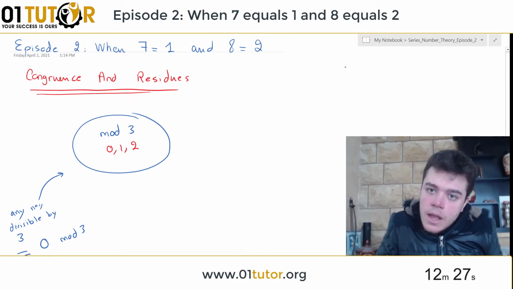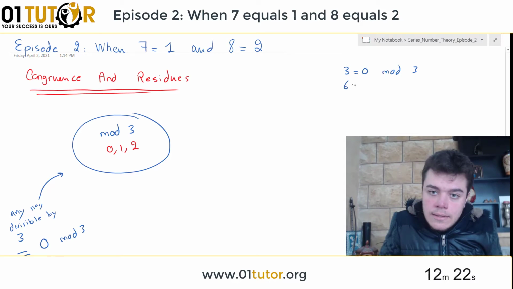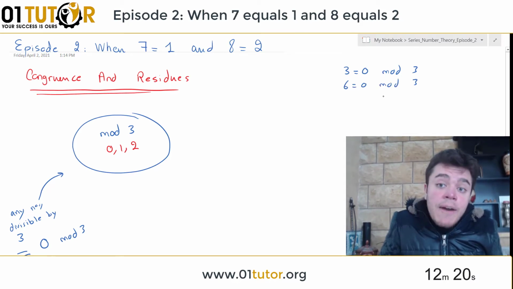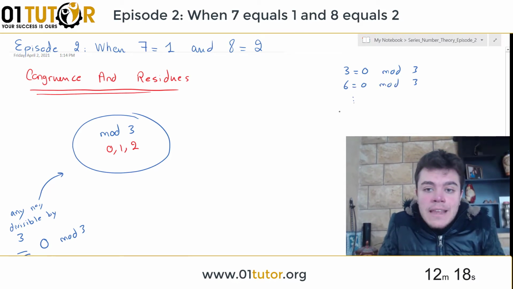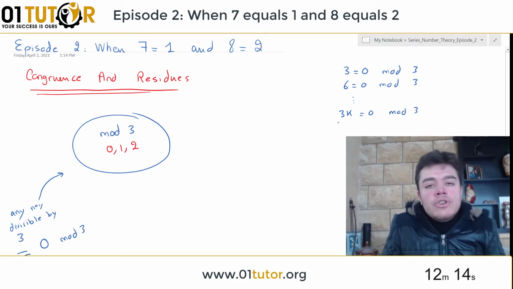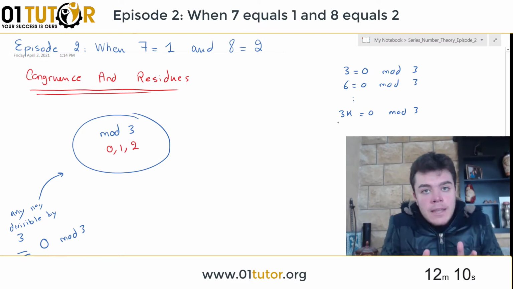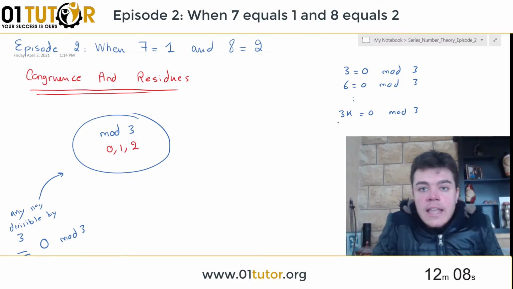So for example, 3 is 0 mod 3. 6 is 0 mod 3. In fact, any number divisible by 3, meaning 3k, is equal to 0 mod 3 for any integer k: 0, 1, 2, 3, etc. So any number divisible by 3 becomes 0 mod 3.